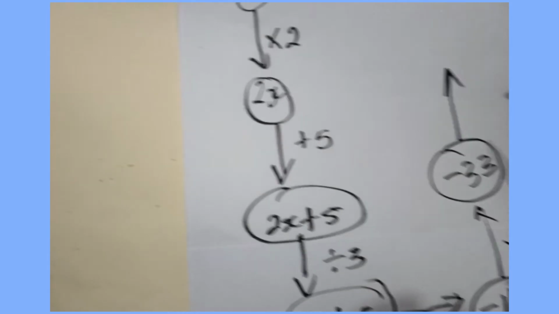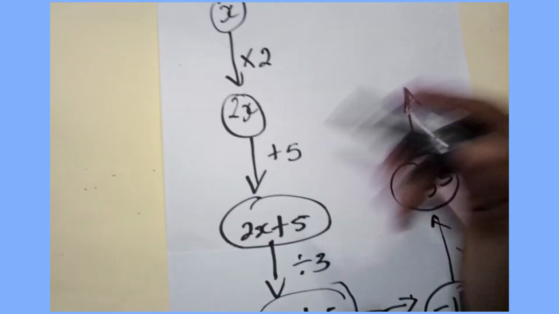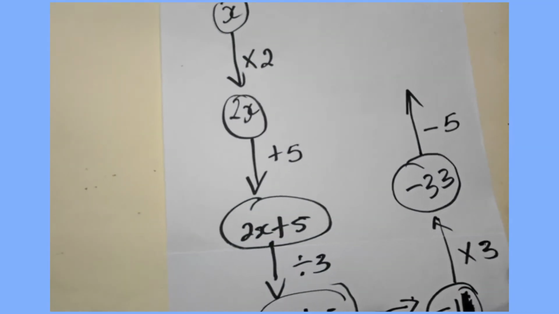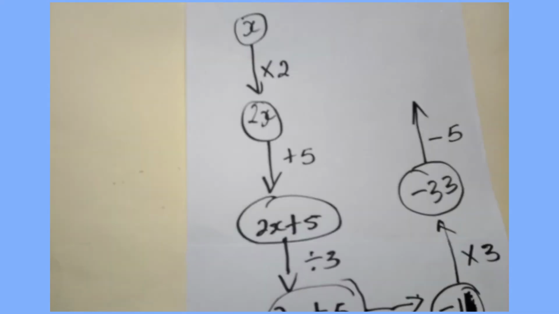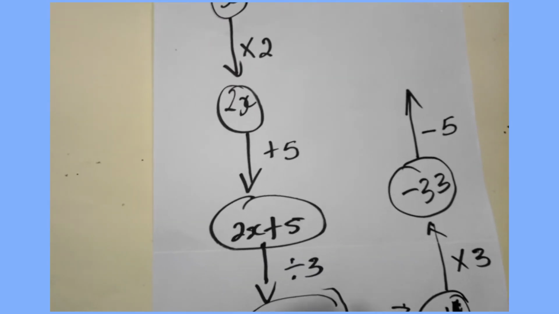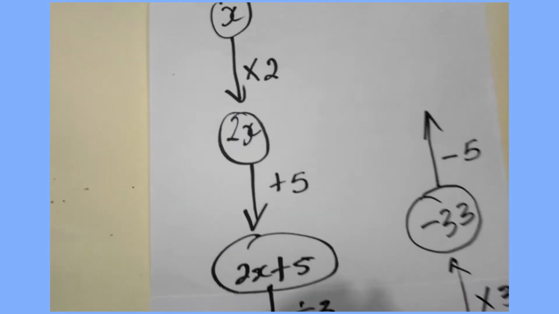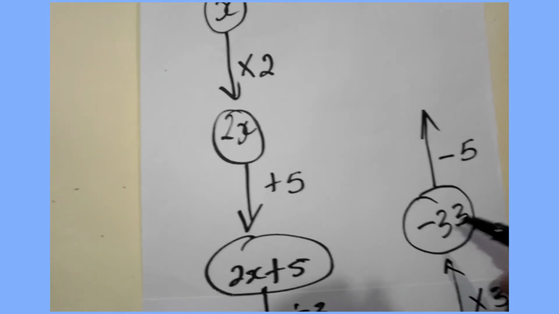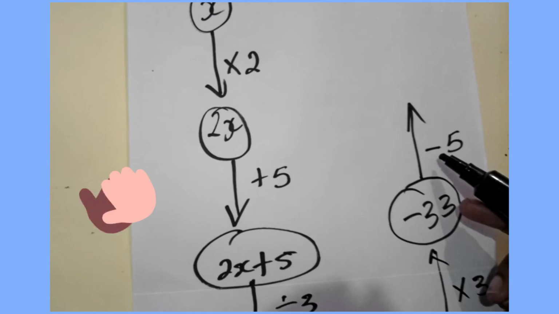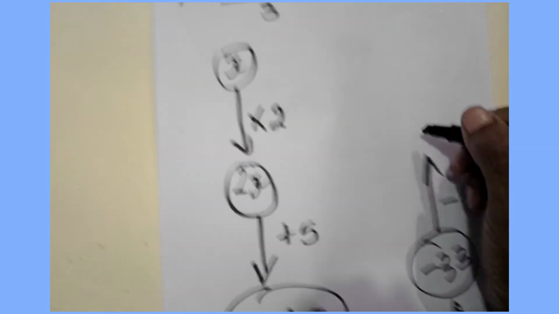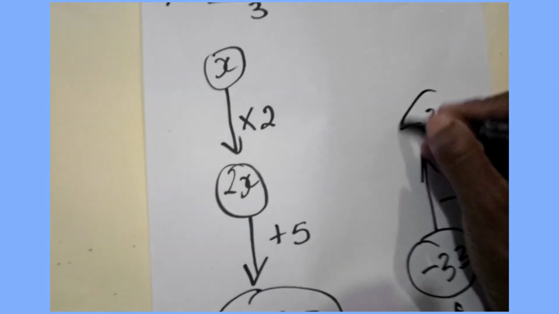The next operation, opposite of plus 5, is minus 5. So we take 5 from negative 33. Both numbers there are negative, so we're going to add. But our result will still be negative, because it is basically saying you owe 33, then you're going to owe 5 more. So in all, you owe 38.